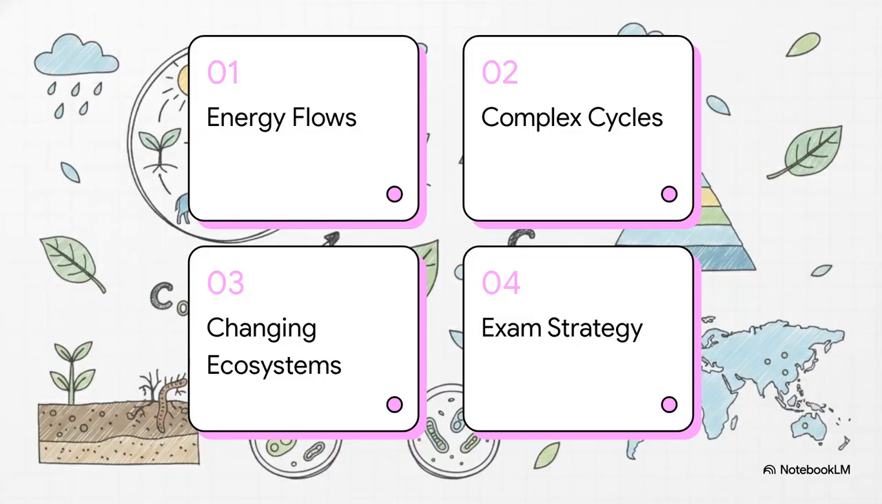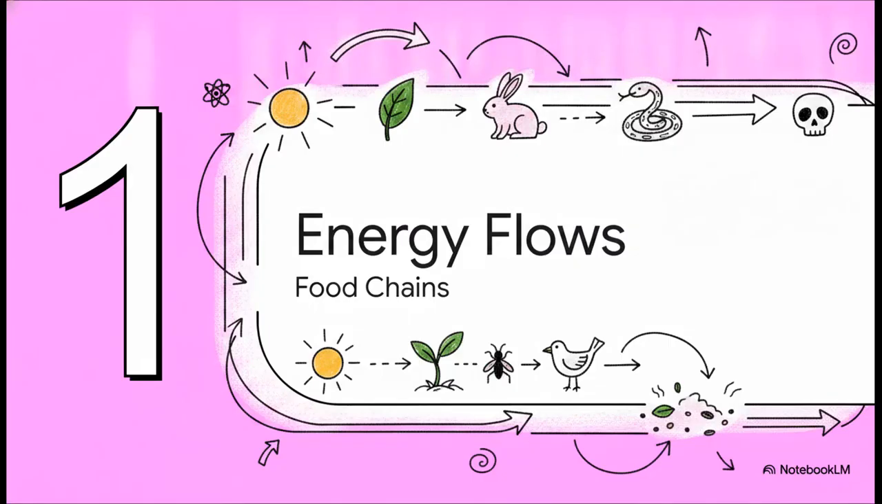Here is our roadmap for the session. First, energy flows and food chains. Second, the complex cycles. Third, succession, changing ecosystems. And fourth, exam strategy, applying knowledge. Let's get into it. All right, Section 1, energy flows and food chains.